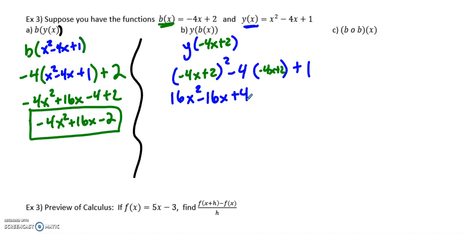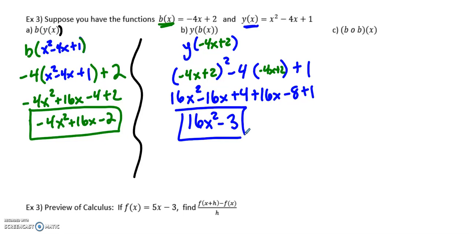You could also put them beside each other and FOIL. That's fine. Here, I distribute the negative 4, and I get plus 16x minus 8, and then there's a plus 1 at the end. So if I do all of my combining of like terms, I end up with 16x squared, linear terms go away, minus 3. So there's my composition of functions.